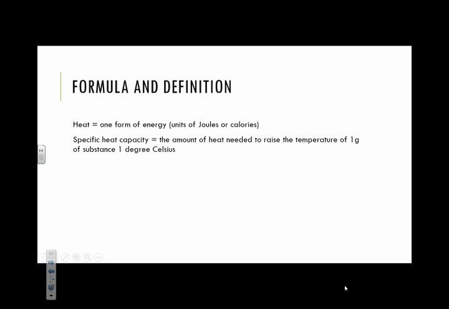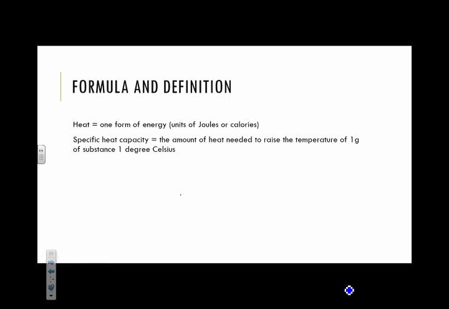So heat is just a form of energy, and we have two forms of energy that we often reference, heat and light. Specific heat capacity is going to talk about heat and whether substances really like to hold on to heat or whether they just let it pass through. To talk about that characteristic, we use specific heat capacity, which is the amount of heat needed to raise the temperature of 1 gram of substance 1 degree Celsius.